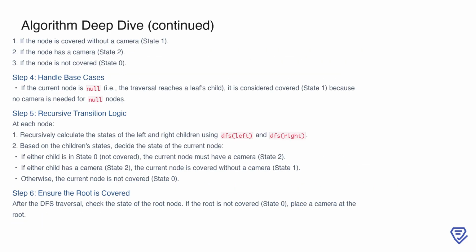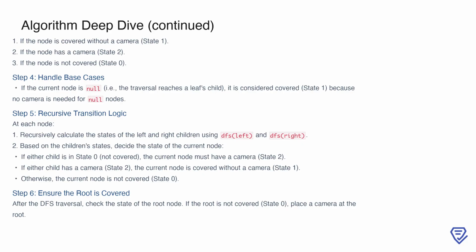The DFS function is designed to return the state of the current node after evaluating its coverage. Specifically, it determines whether the node is covered without a camera, state 1, has a camera, state 2, or is not covered, state 0. To handle edge cases, when the function encounters a null node, such as a child of a leaf node, it is treated as covered, state 1, since no camera is required for null.